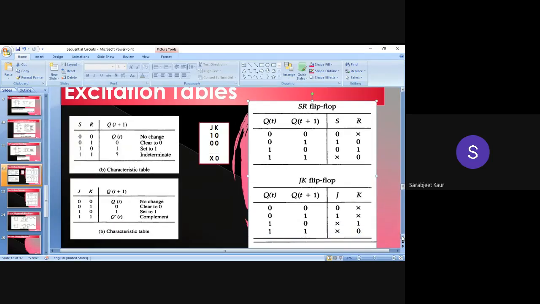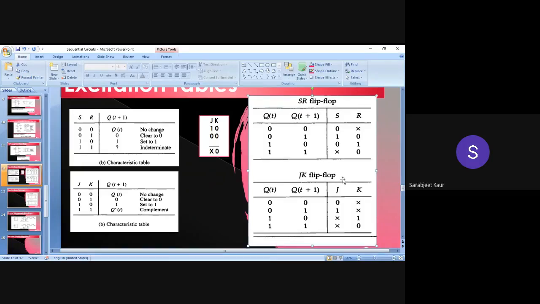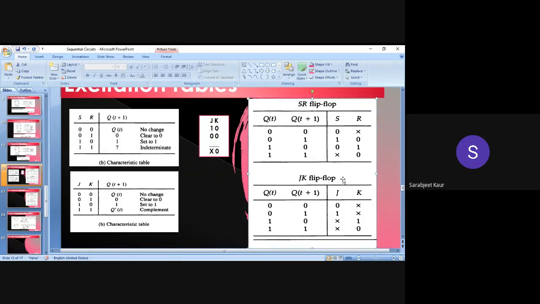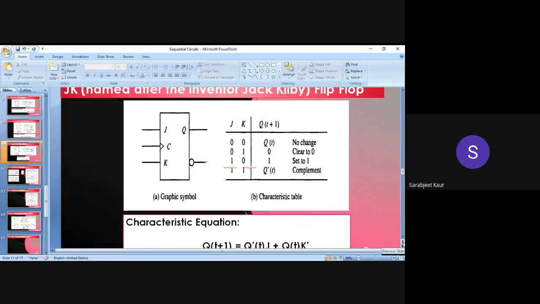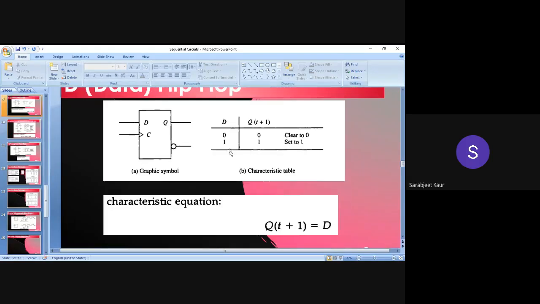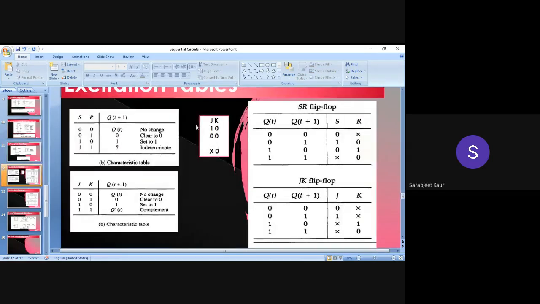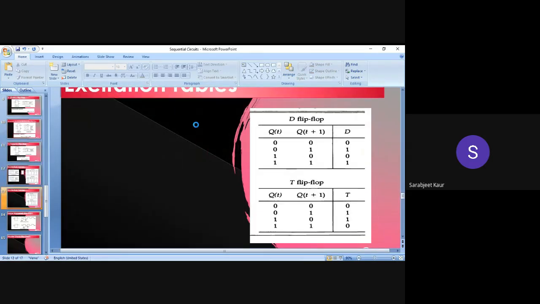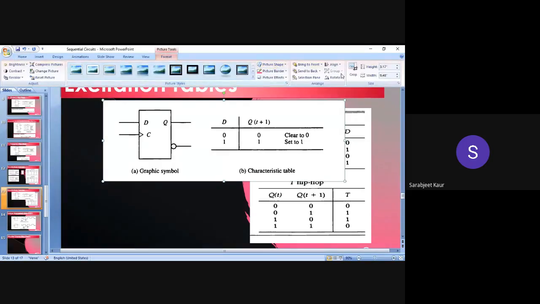Let us look at the excitation tables for the other two flip-flops as well, the D flip-flop and the T flip-flop, okay? They should be simple. Let us just carry our characteristic table of the D flip-flop with us first.